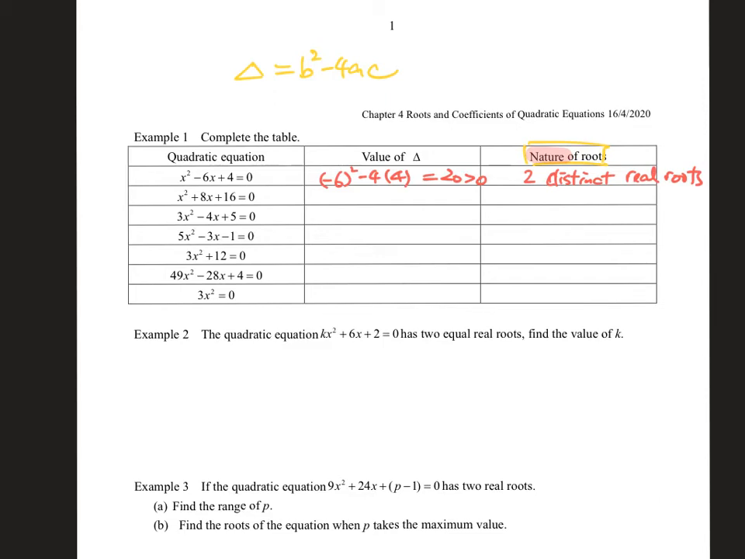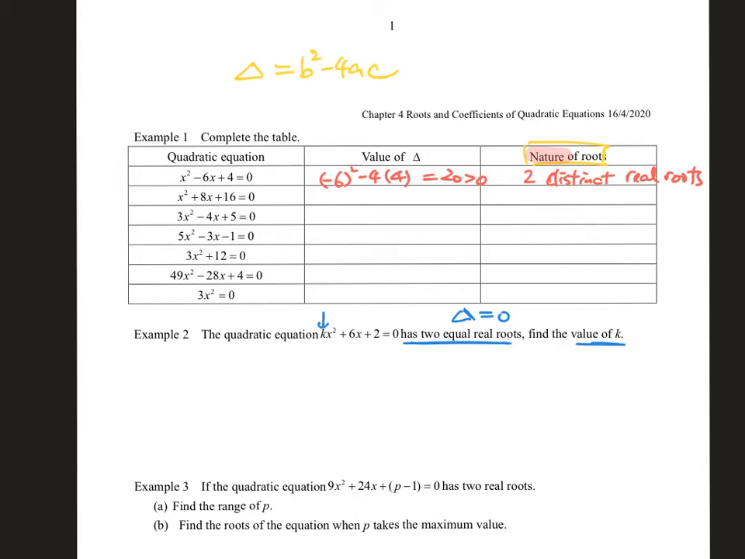And next we come to some harder questions, like example 2. Sometimes we'll give you a condition in order to find a coefficient in the question. For example, the question tells you there are two equal real roots. So it hints that you are talking about delta equals 0. And now you have to find the value of k, which is the coefficient of x squared.